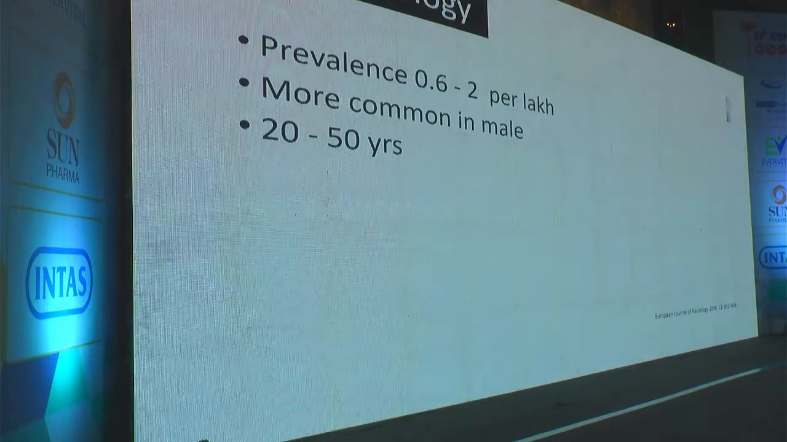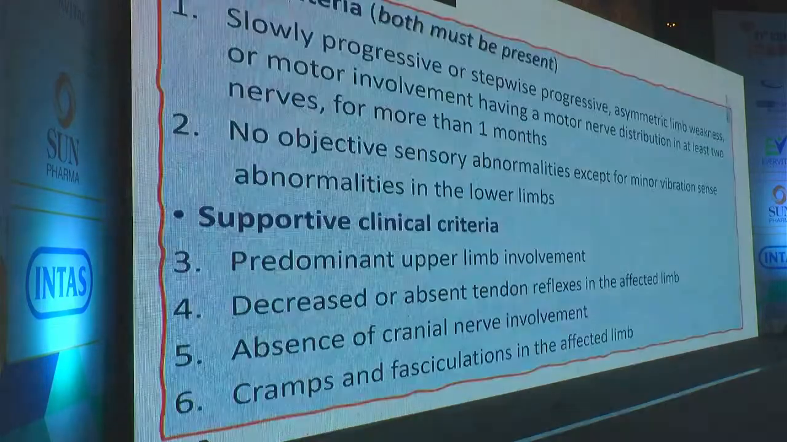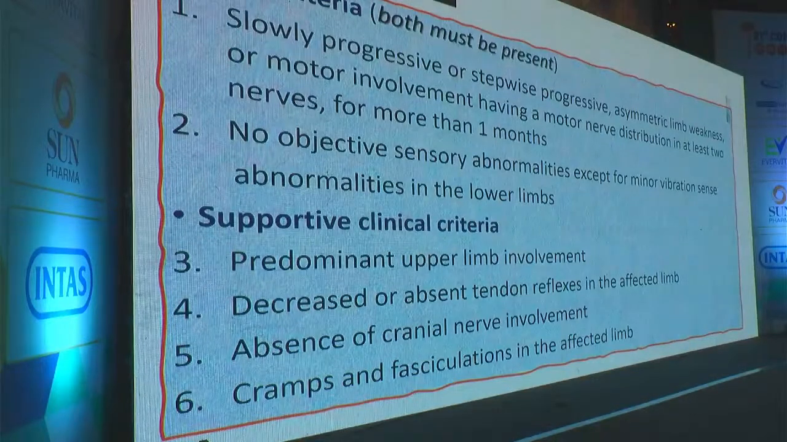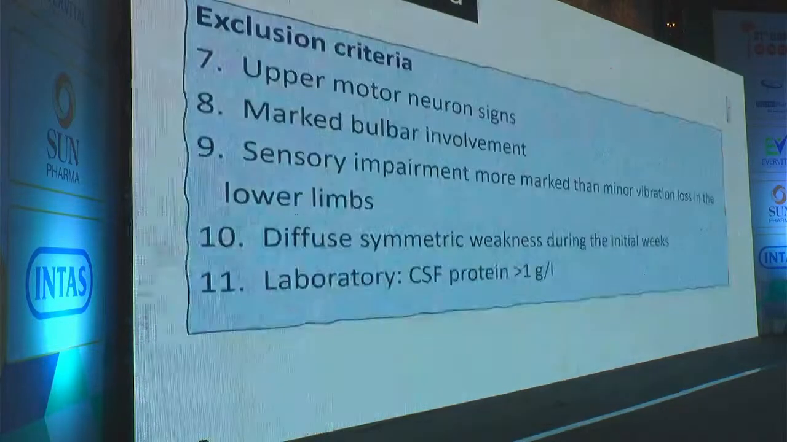So it's a rare entity, typically affecting males between the ages of 20 to 40, 50 years, middle-aged males. It has a very slow progression, asymmetrical limb weakness along with atrophy for a duration of more than one month, no sensory loss, predominant upper limb involvement, or upper limb involvement first followed by lower limb involvement, along with evidence of lower motor neuron affection like absent reflexes, atrophy, fasciculation rarely, no bulbar affection. Cramps are very common in such patients.